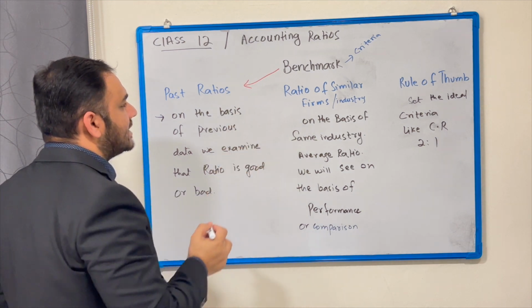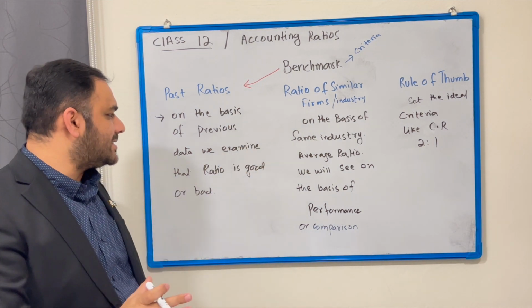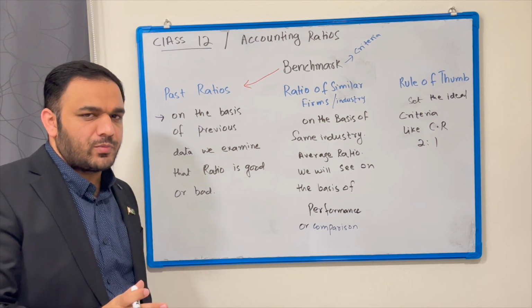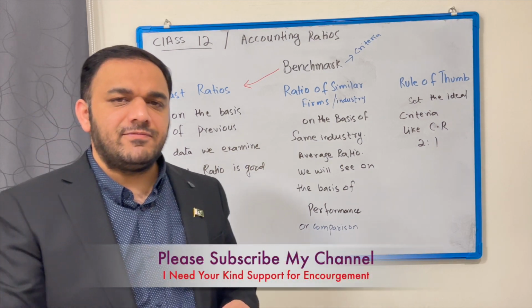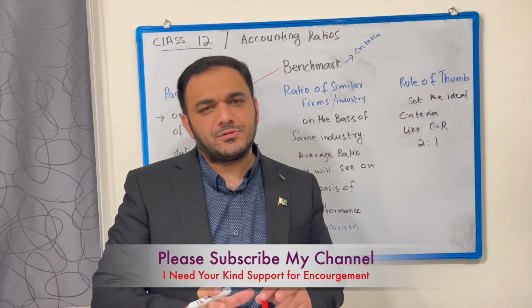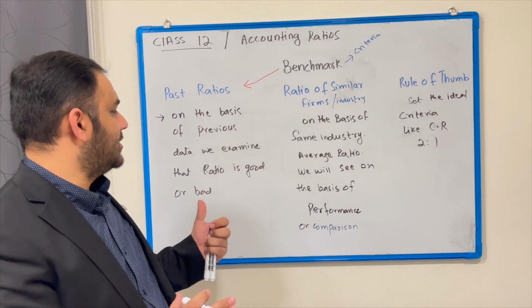The first benchmark is past ratios. Past ratios means on the basis of previous data, we will examine whether the ratio is good or bad. So if we are making past ratios, we will see the performance of our organization in this year, and we will compare that with the previous ratios.